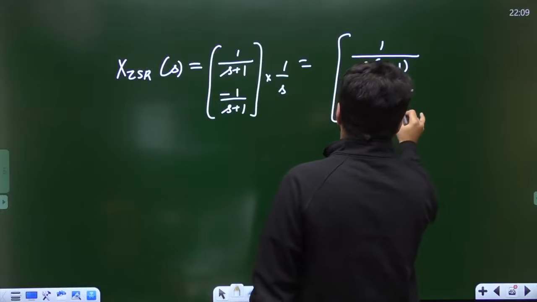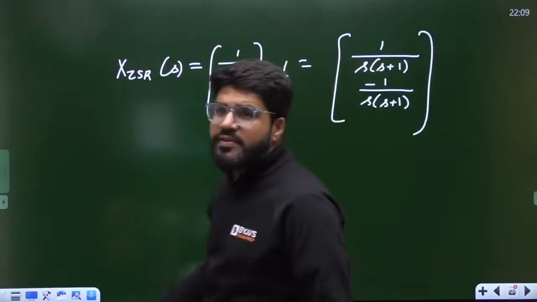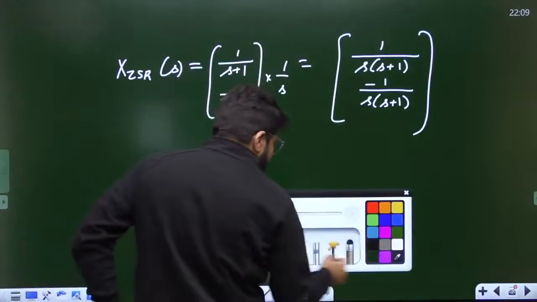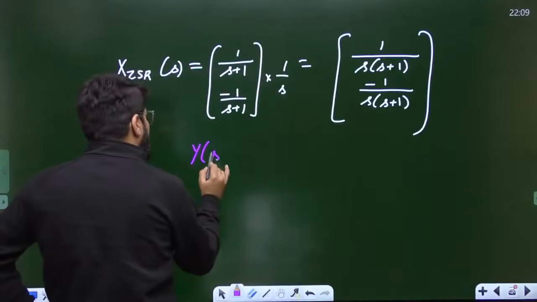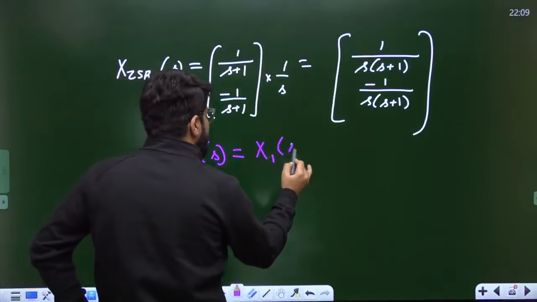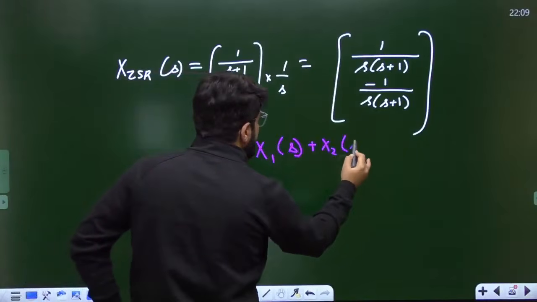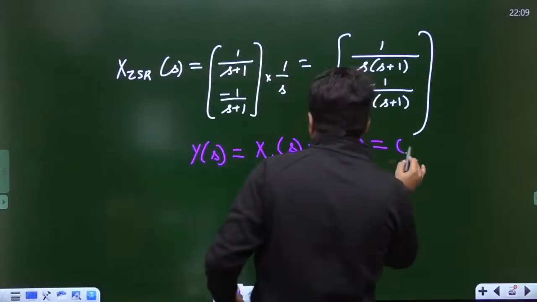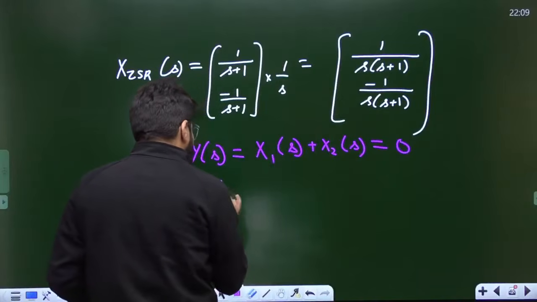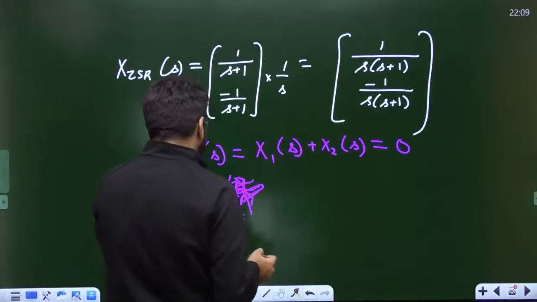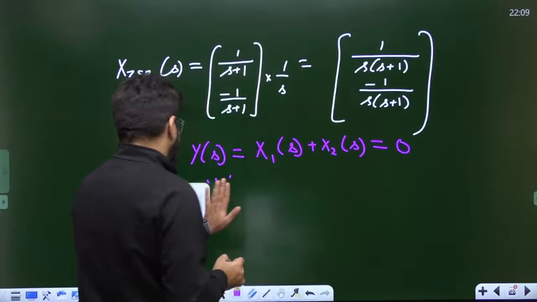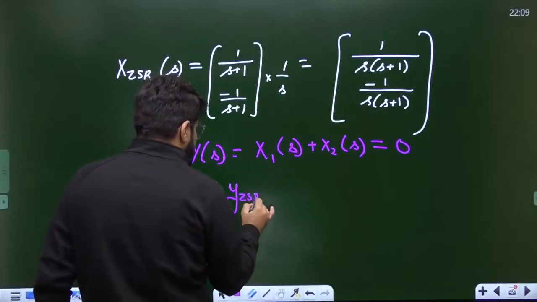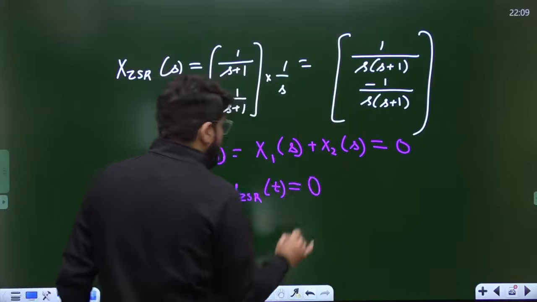Now you may again think, let us now take the inverse Laplace transform. Not required. Why not required? Because try to recall what the output is, that is x1(s) plus x2(s). Both are just opposite in sign, so Y(s) is equal to 0. So what is y(t)? Which y(t)? Y ZSR(t) is turning out to be 0.